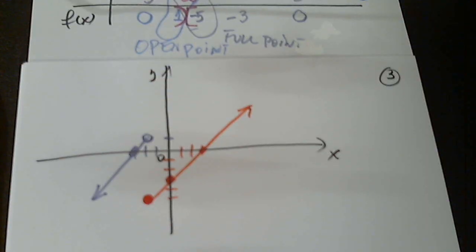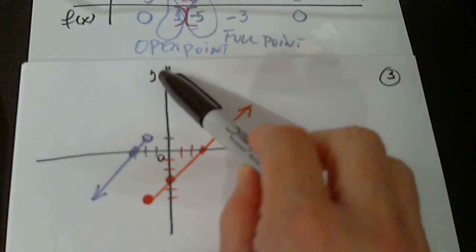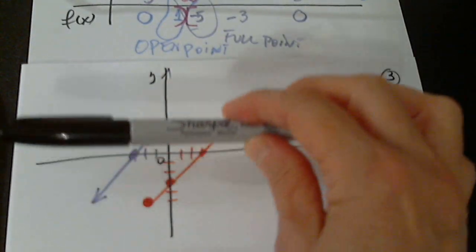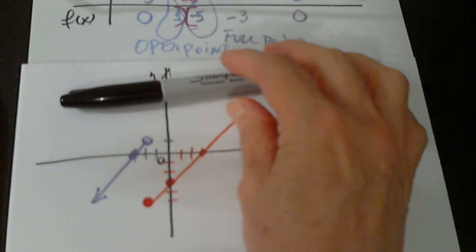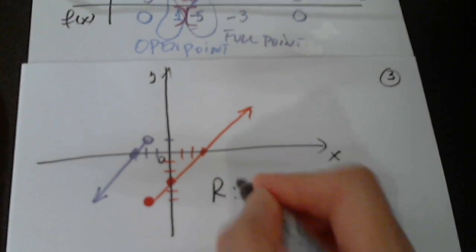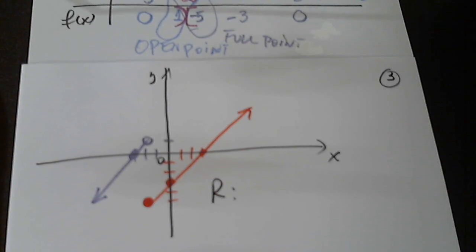The range is obtained by looking at the values of y and crossing the graph with horizontal lines and watching for possible gaps. Can anyone try? Bree, would you like to try? Ayana, would you like to try? It's okay if you're wrong. Is it -3?